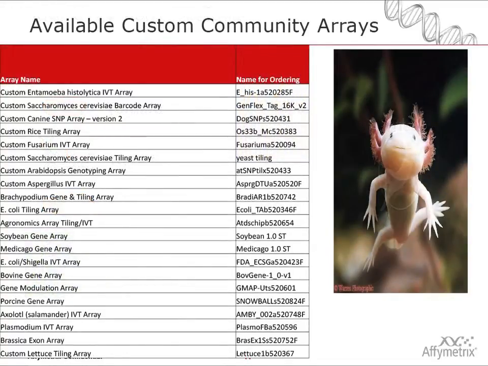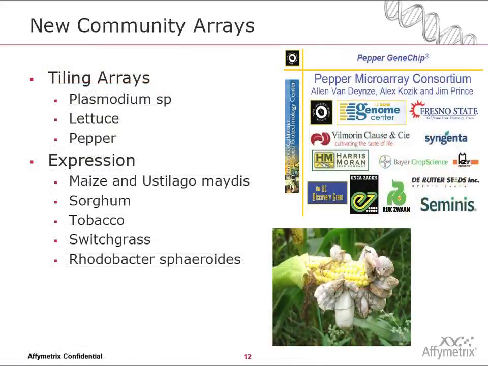We also have a number of community arrays that are already available. These are available on the website. There is a pamphlet available at our booth, on which you can see it, though it's maybe a little difficult to read it from the back over there. The new community arrays that are being planned also, we have a plasmodium, a lettuce, and pepper, and then on the expression side, we have sorghum, tobacco, switchgrass, and rhodobacter.